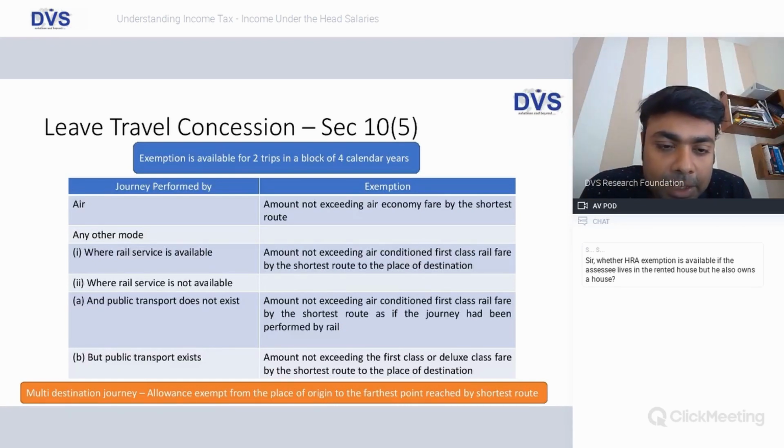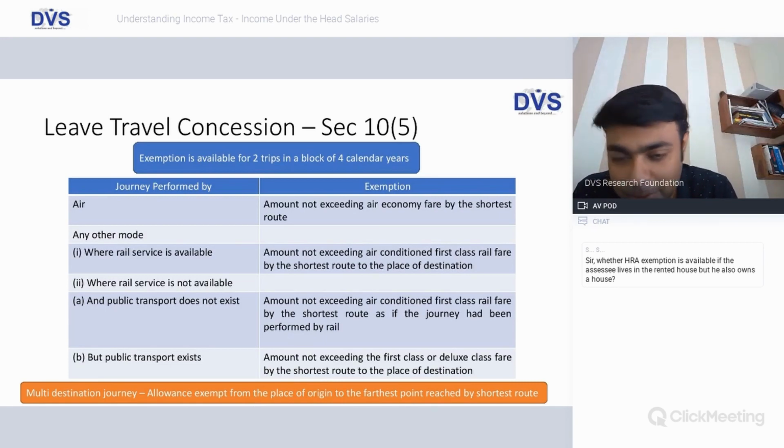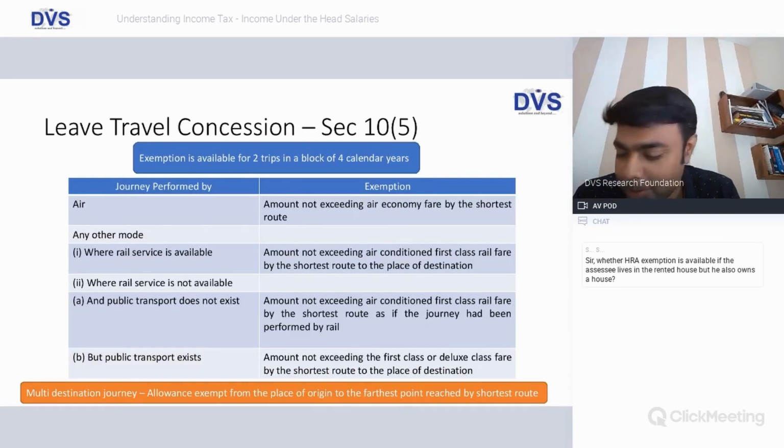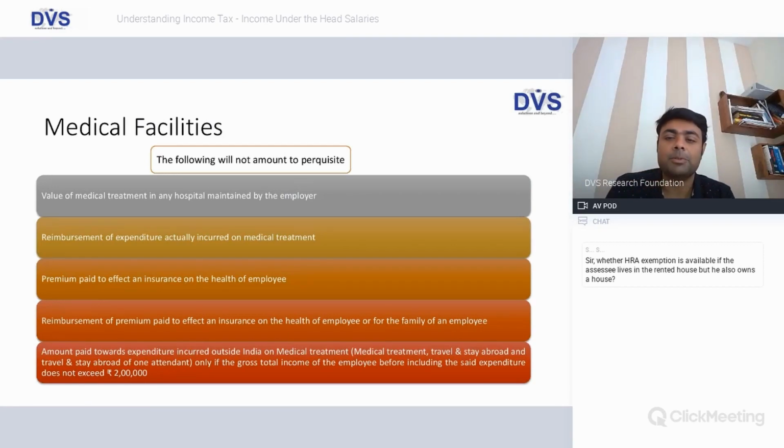So multi-destination allowance is exempt from the place of origin to the farthest point reached by shortest route. That's why, Chennai, Bombay, and Delhi, you will only look at Chennai and Delhi. You will ignore the Mumbai piece. It's complicated, but it is still fine. Works. People still make use of this particular provision.